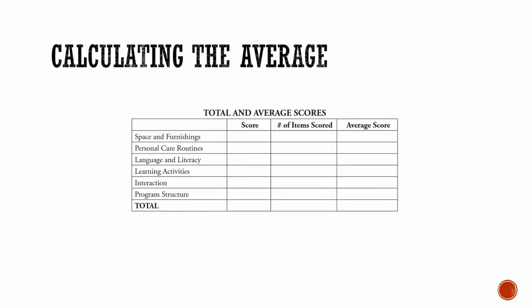This information is then transferred to the total and average scores chart at the end of the score sheet packet, and the same is completed. The score column is added and placed under total, as well as the number of items scored. You then take the total score and divide it by the total number of items scored to obtain the overall average score.